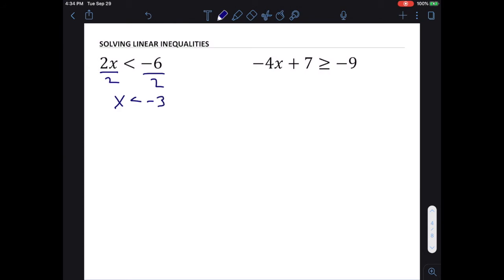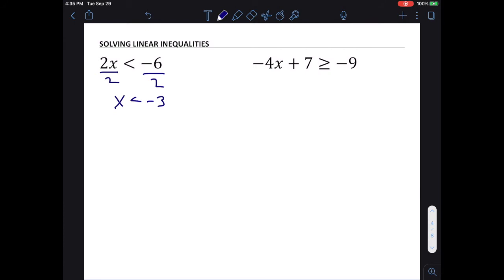Some of you are looking at that saying, hey, you got a negative number involved. Shouldn't we be flipping the symbol? Nope. We divided by a positive number, so we don't have to flip the symbol. If we get a negative number in our linear inequality, that's fine. It only matters what we divide by as to whether or not we flip the symbol.